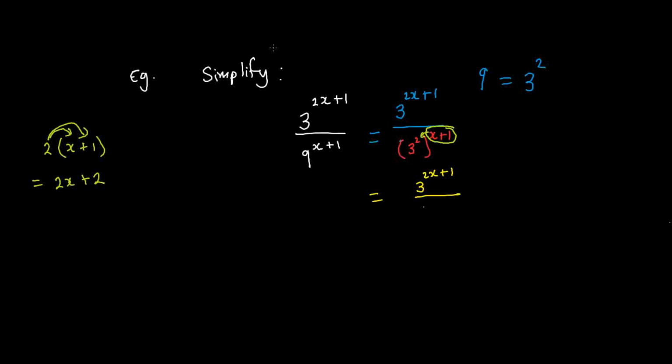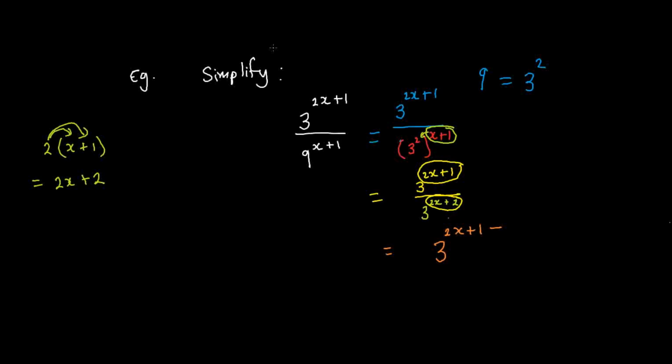So what do we have? We have 3 raised to the power of 2x plus 2. Right? Now what do we have here? This is actually quite interesting. Now we can apply the second law of exponents. When dividing and the bases are the same, we subtract the exponents. So I'm going to take this exponent and subtract the exponent at the bottom. So this is equal to 3 raised to the power of the first exponent here, 2x plus 1, minus this entire exponent.